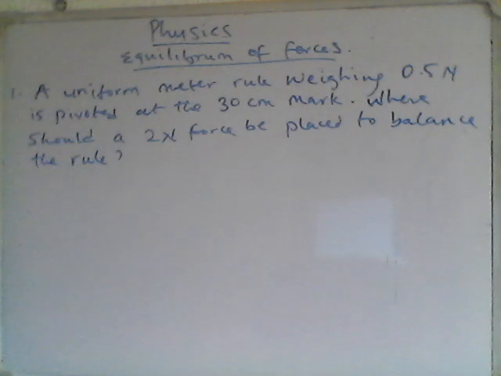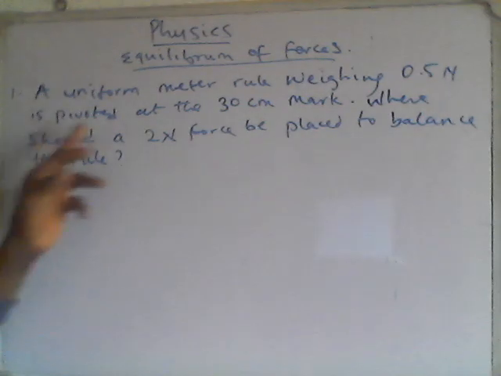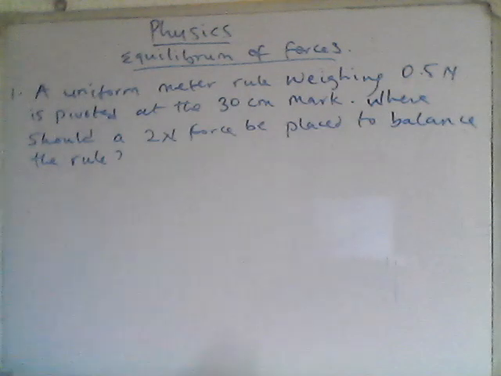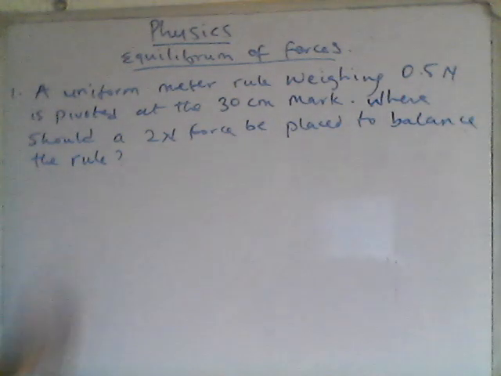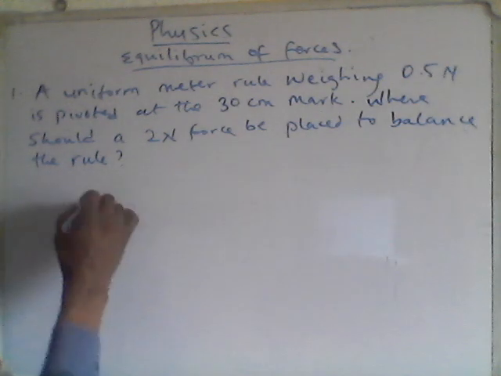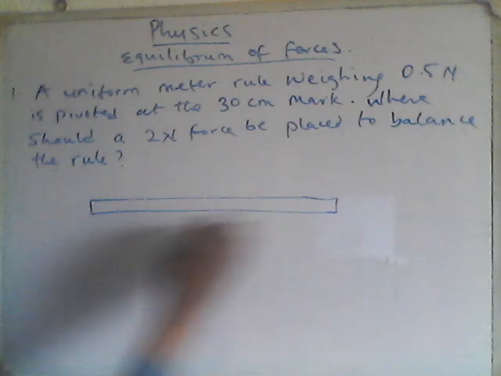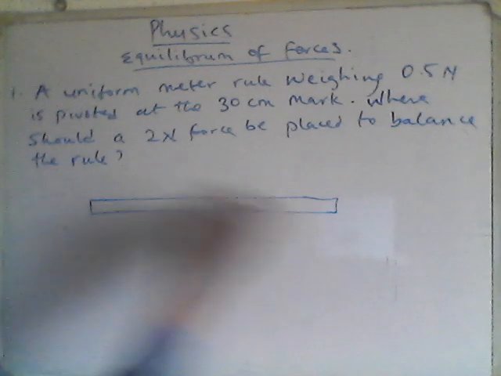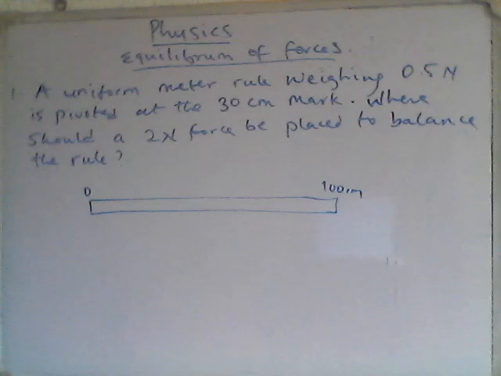This particular question on the board is a JAMB 1998 question, and it says a uniform metal rule weighing 0.5 Newton is pivoted at the 30 cm mark. Where should a 2 Newton force be placed to balance the rule? The metal rule is a 100 centimeter structure, from 0 to 100 cm.